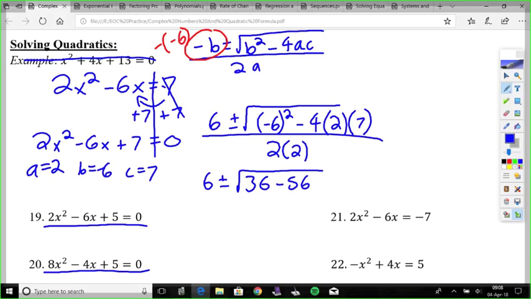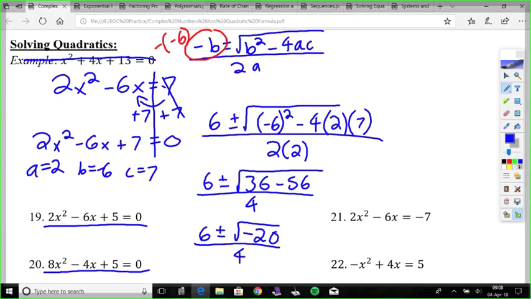All right. And then, of course, all divided by 2 times 2, which is 4. So we know also we can do 36 minus 56. So 36 minus 56 would be negative 20. And this is where this problem gets a little bit trickier. All right? So negative 20.